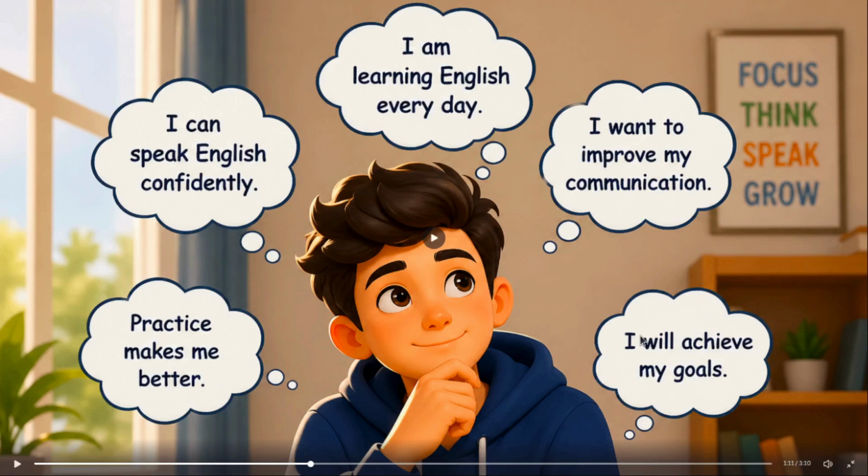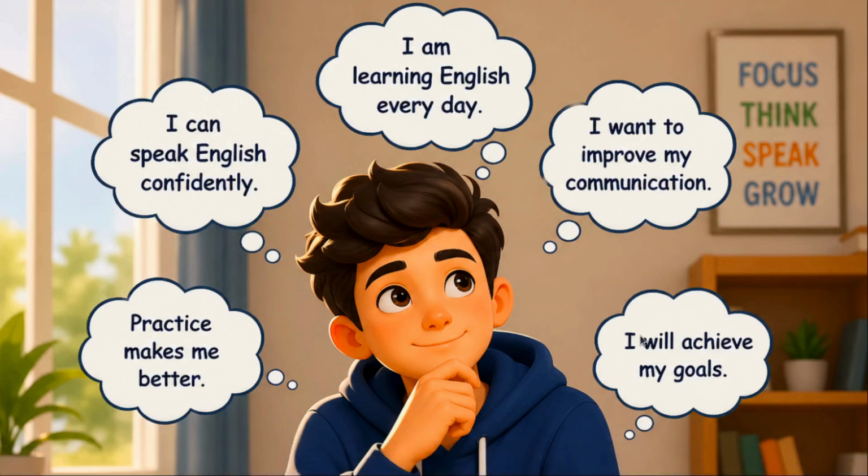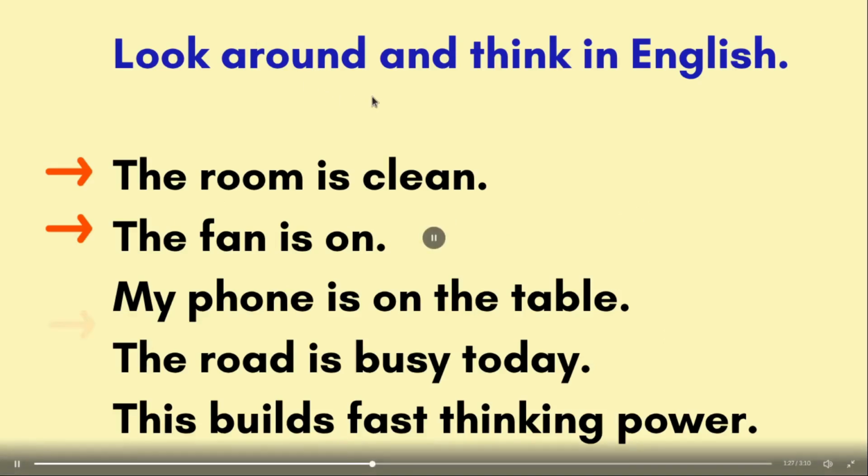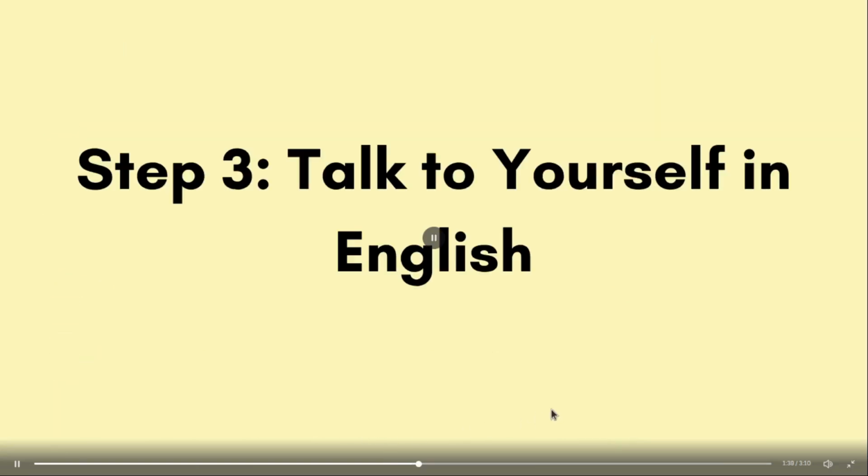Okay, so you can also think in English and you can learn these sentences. You can remember these sentences and try to relate them with your own thoughts. Okay, look around and think in English like the room is clean, the fan is on, my phone is on the table, the road is busy today. This builds fast thinking power.